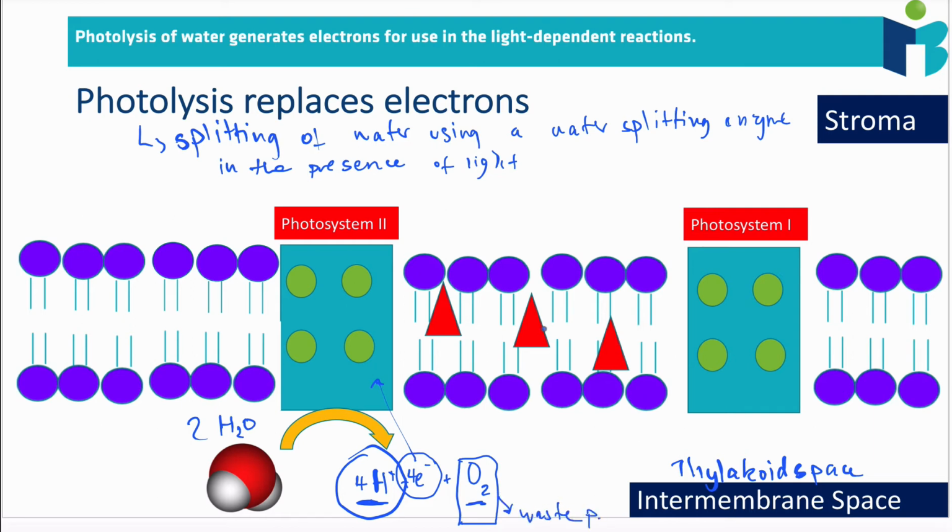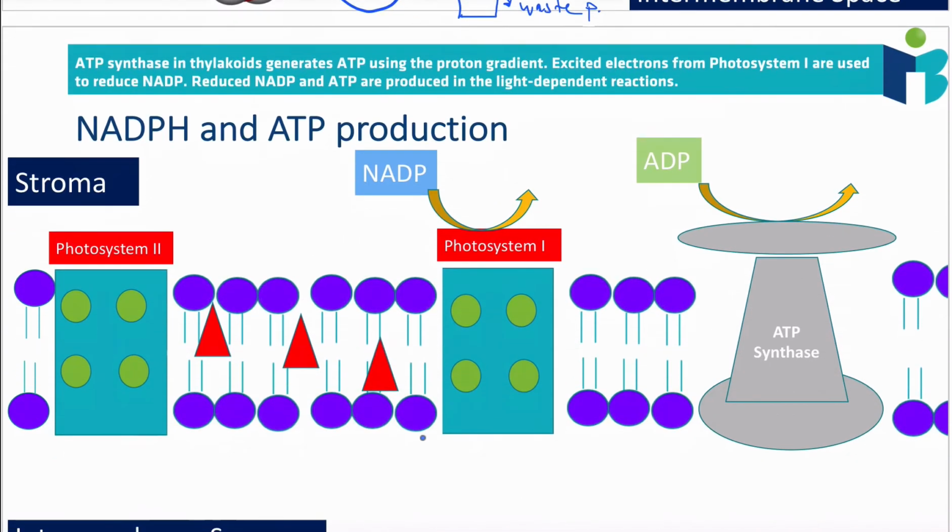I'm going to write waste P. Okay, so that's the second part of the light-dependent reactions. We have excited electrons, electron transport chain, and then we have some photolysis of water.